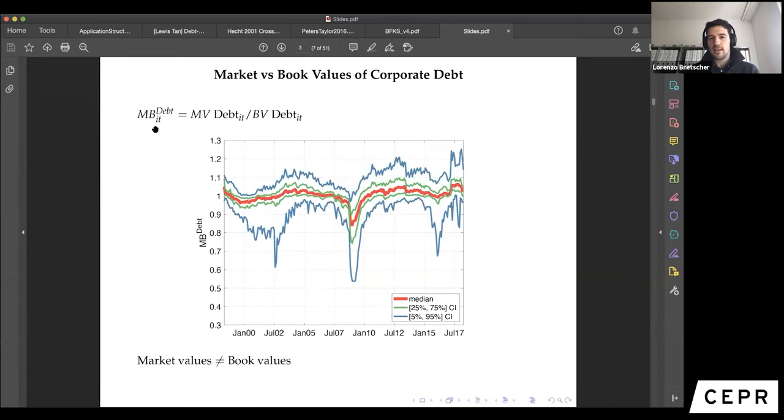So the main takeaways are as follows. In times of financial distress, such as the financial crisis, you see that market values seem to be very different from book values, even for the median firm in our sample. Moreover, in the aftermath of the financial crisis, market values tend to be higher than book values. Why is that? Because that's the period of the zero lower bound. And we have many fixed rate coupon bonds that then trade way above par.